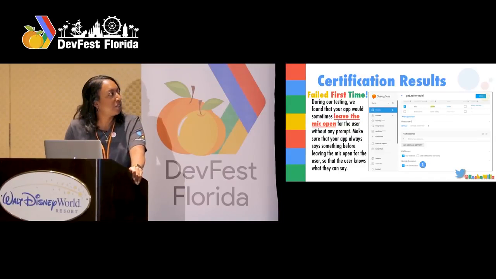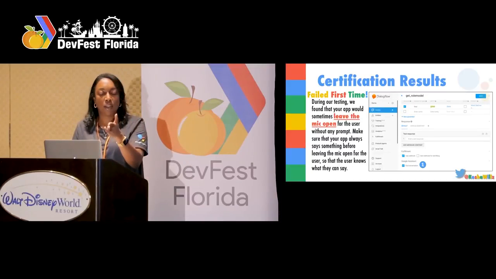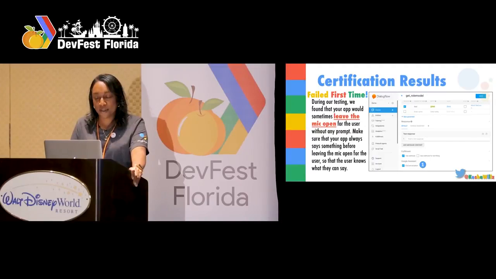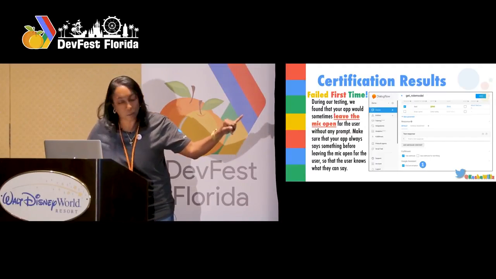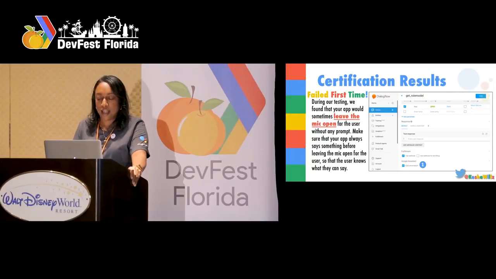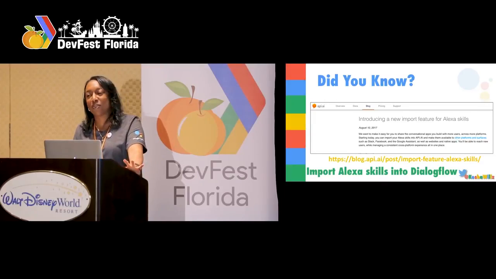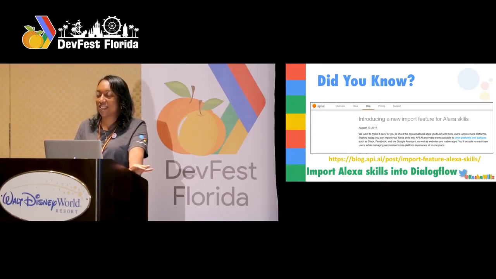And so the issue, I was leaving the mic open. So essentially, after the user sent the question in and got a response, the Google was still sitting there listening. And so that's a no-no. And so there's an option, number one, where you click and you say end conversation. So that's all I had to do. I checked that and I submitted my action again, and it was approved. Yay. Only one failure.